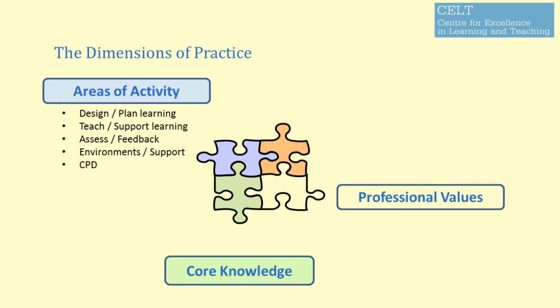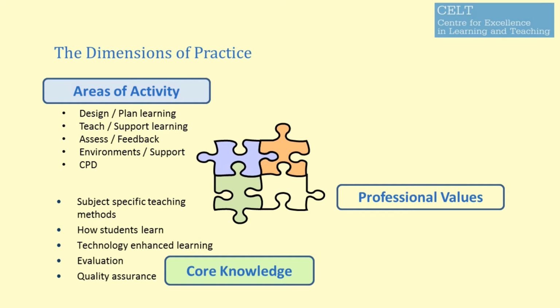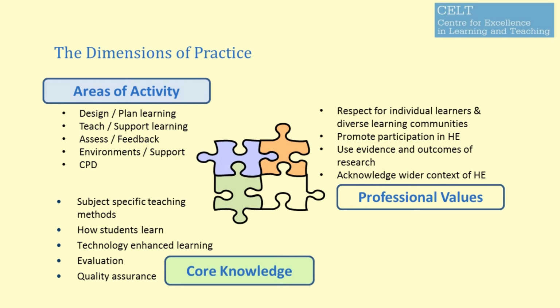Let's look for the Associate Fellow first. So an Associate Fellow needs to demonstrate engagement with at least 2 of these areas of activity. They then need to integrate within their application appropriate levels of core knowledge and appropriate professional values. In some cases, this may not include all of the core knowledge and professional values, but in the majority of applications it does.